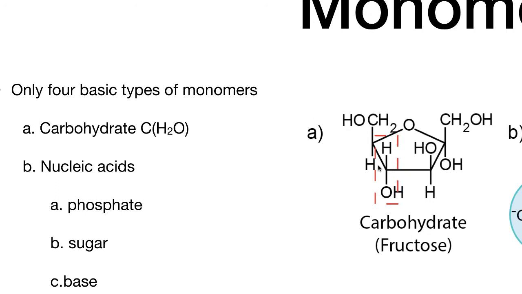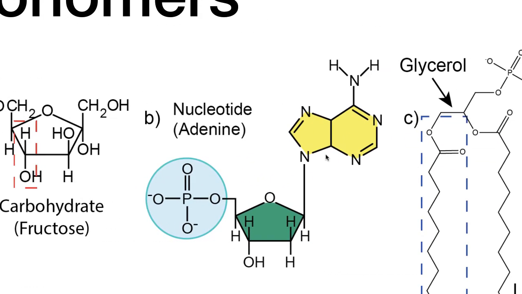Nucleic acids are the monomers that make up the polymers DNA and RNA. And they are involved in storing and expressing our heredity. They have 3 parts: a phosphate, a sugar called ribose, and a base. And in this case, I'm using the example of adenine.